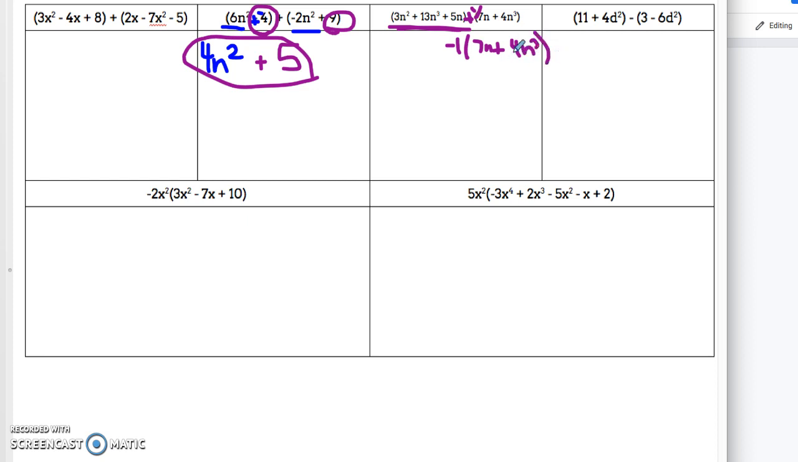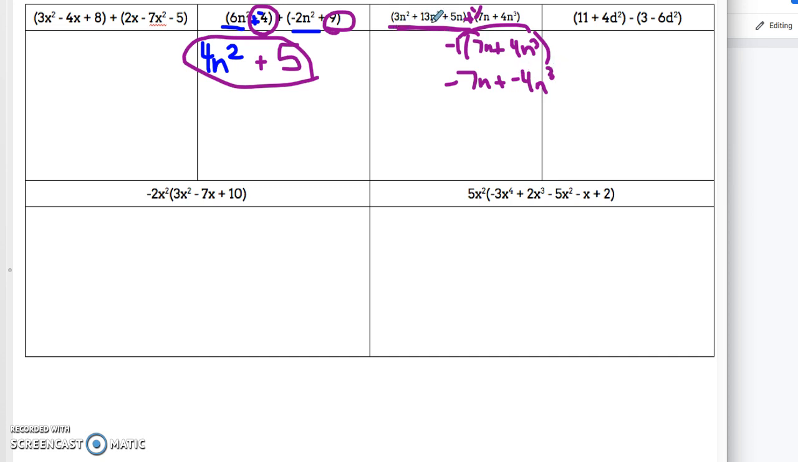So when you LCO something that's between two sets of parentheses, essentially you're making a distributive property for that -1. So that when I distribute -1 in, it becomes -7n and -4n cubed. So now I'm ready to start combining things.